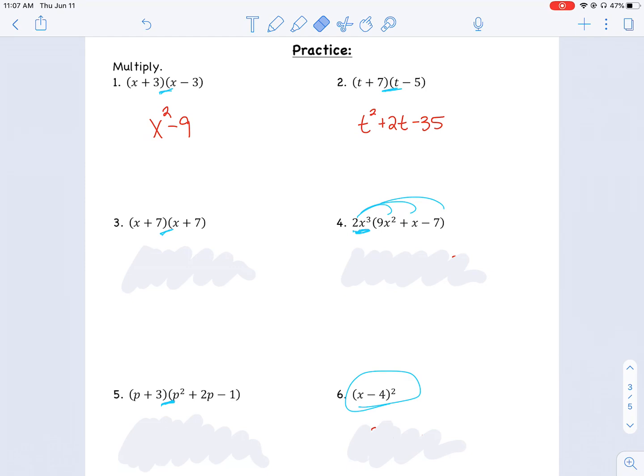On this one, after FOILing or distributing and combining like terms, I got a t squared plus 2t minus 35. On number 3, they're not opposite signs, so be careful with that. After distributing or foiling, combining like terms, you should get an x squared plus 14x plus 49. On number 4, after distributing that 2x cubed, you remember when you multiply, you really add the exponents, you should get an 18x to the 5th plus 2x to the 4th minus 14x cubed. No like terms, so that would be your final answer.